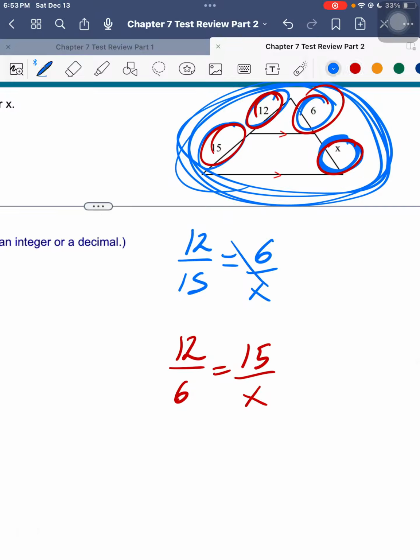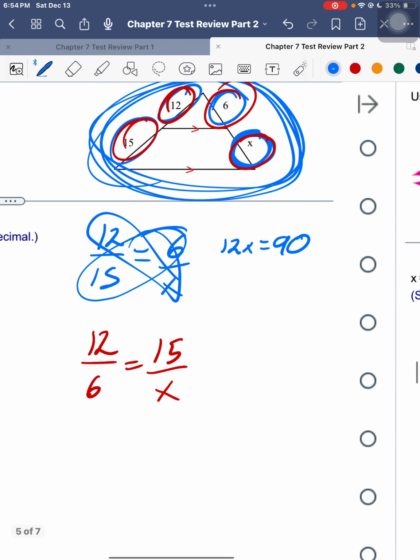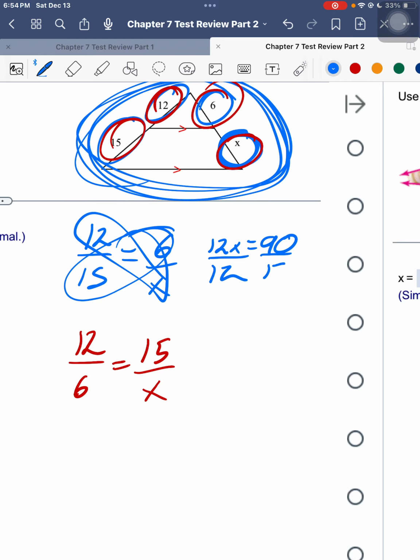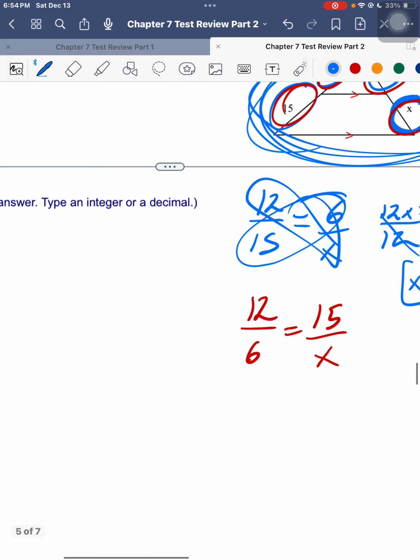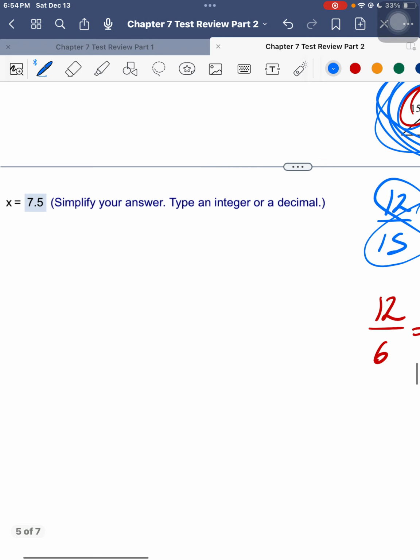So let's solve for the first one. Why not? What is 12 times x? 12x. What's 6 times 15? 90. And now 90 divided by 12 is 7.5. If you use your calculator, notice how here they said type an integer or a decimal. So that means you can actually use a decimal.